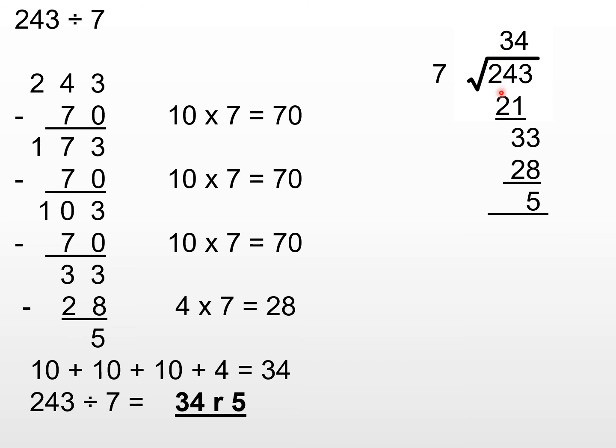Put the 3 at the top, 21 at the bottom. Minus, 24 minus 21 is 3. I'll drop the 3 here downwards, so it's 33. 7 4s are 28. Seems the most suitable. 33 minus 28 is 5. That means my answer is 34. Remainder 5. So you see, this is a much smaller method and an easier one.